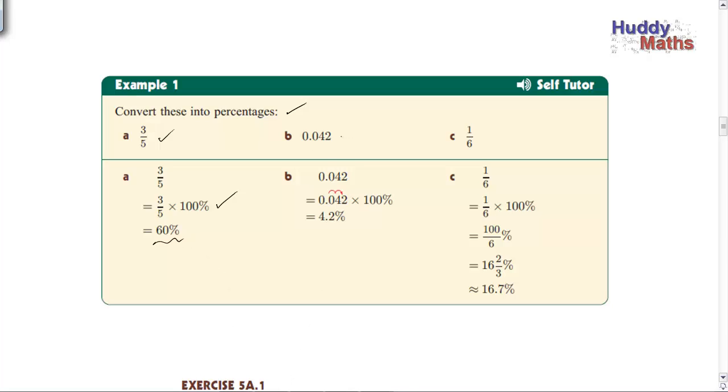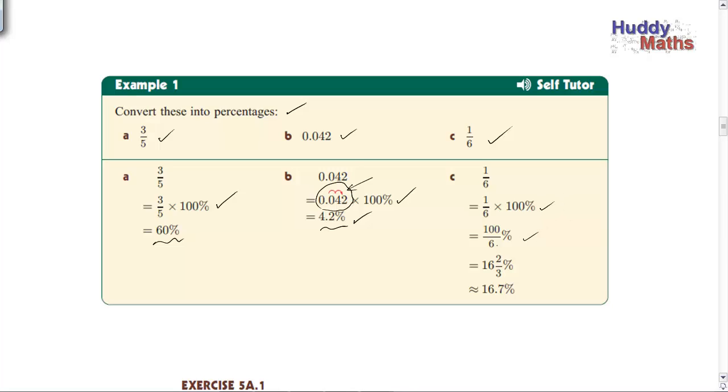What about a decimal? 0.042. Now, we want that decimal fraction part of 100. So we'll multiply it by 100. And you could just shift the decimal places. I hope you remember this stuff. Multiplying by 100 is shifting 2 places to the right. So it's 4.2%. Okay, what about a 1/6? Times 100. There it is.